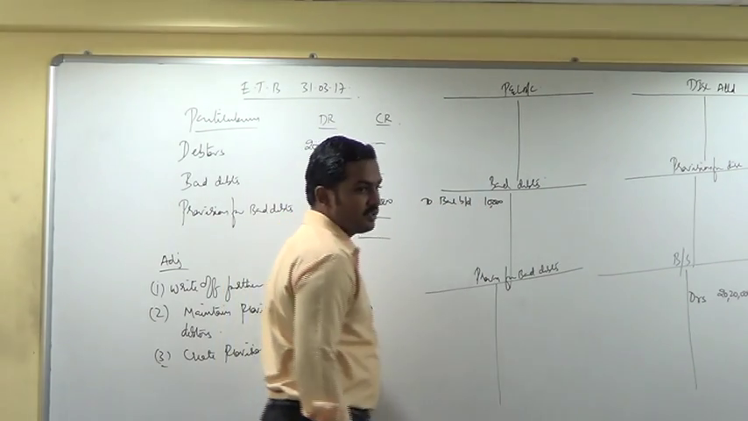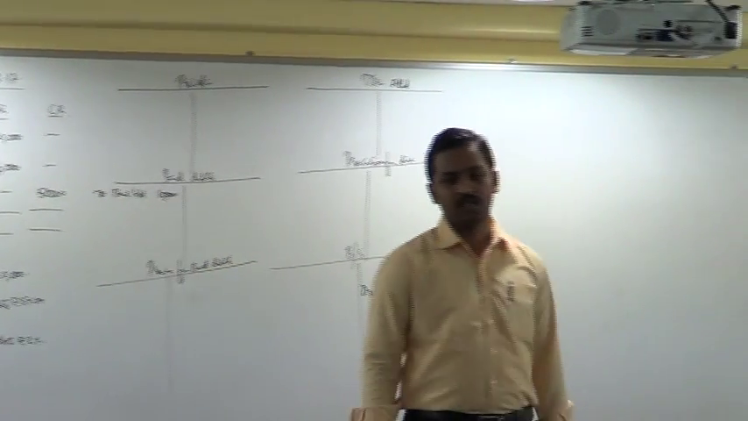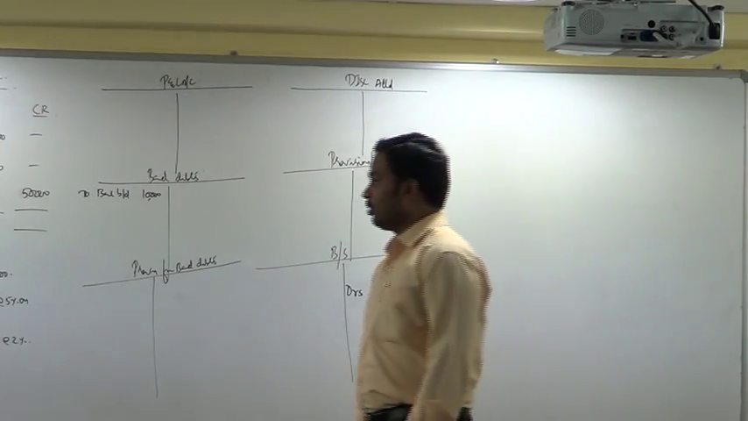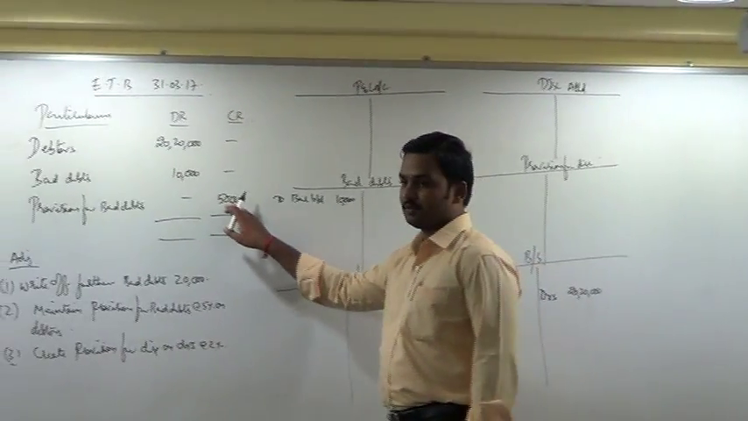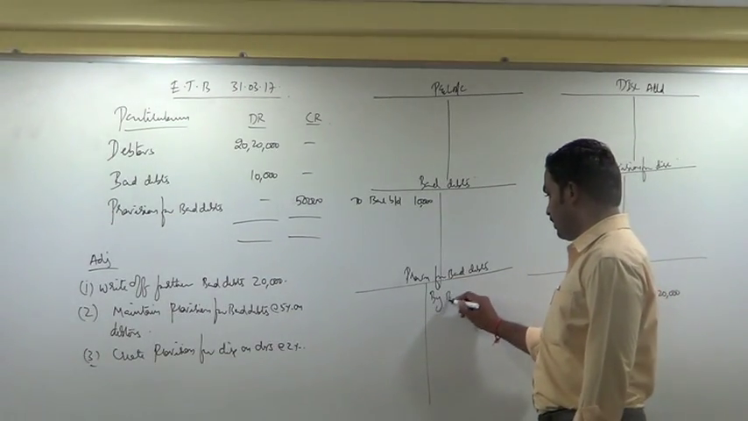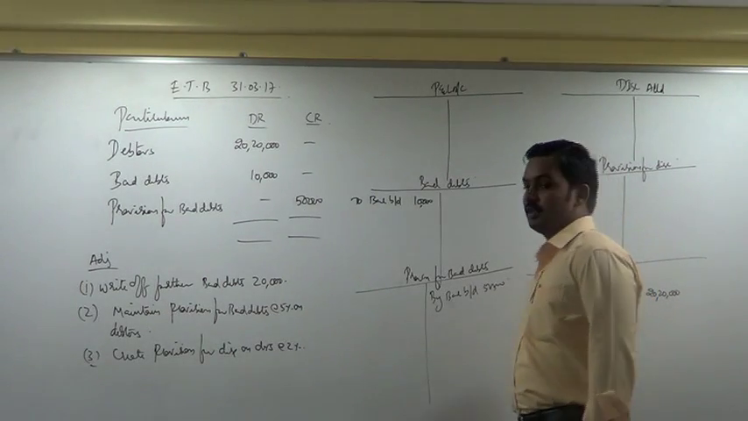So during the year, some customers did not pay money. It was debited to bad debts account. So bad debts account is showing a debit balance. Provision for bad debts account: it is showing a credit balance by balance brought down 50,000.